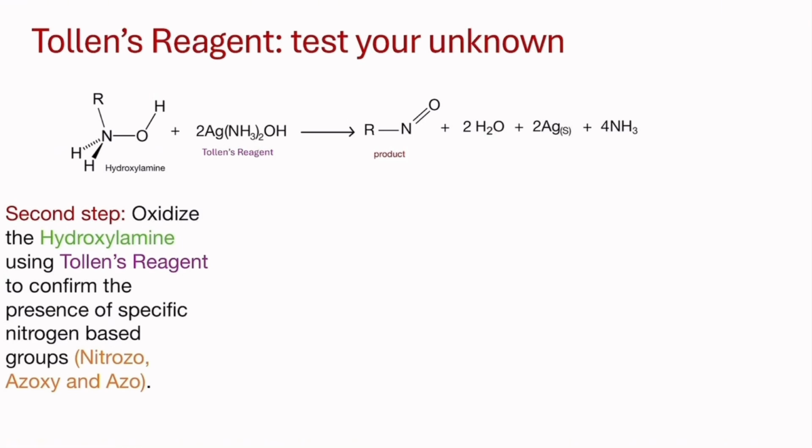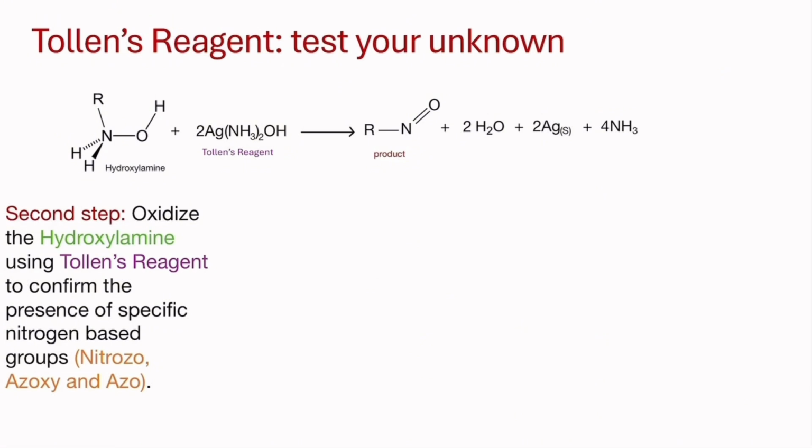The reason we use this method to identify these specific nitrogen-based groups is because these compounds react differently compared to other nitrogen-containing compounds or organic groups. Hence, we can identify them based on their selective chemical reactivity.